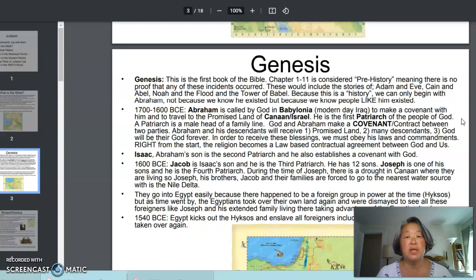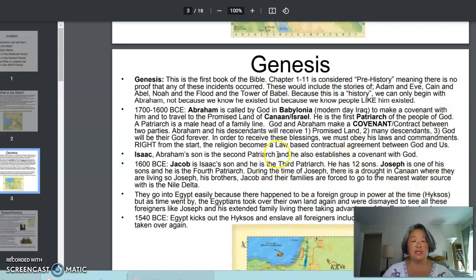So right from the outset, this is a contractual, legal relationship. This is a legally based religion where we've got to do certain things in order to get certain things. Do you know what I mean? So now God is a conditional God, right? He can withhold things or he can give you things. So this is an interesting relationship that we have.